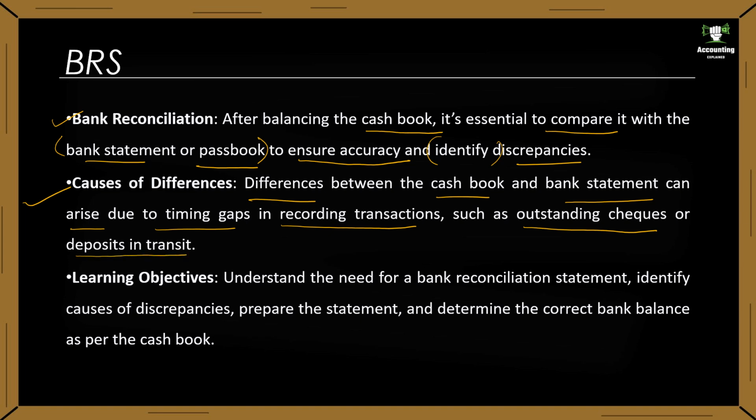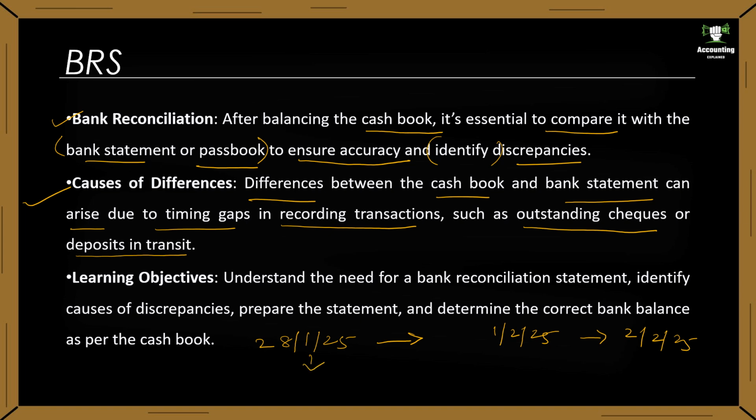Suppose you have issued a check on 28th January 2025 to a supplier, and the supplier deposits it in the bank only on 1st February 2025, and the bank records it on 2nd February 2025.